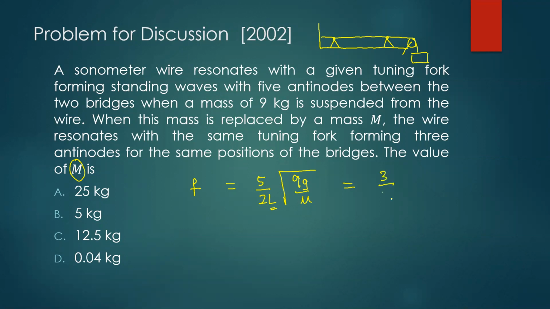So 3 by 2L into square root of the tension, which now is M into g by mu. You understand how I wrote this? Then you can ignore all the common terms on either side. So if I square on both sides, keeping the relevant terms, the left hand side is 25 into 9. The right hand side I have 9 into M. So M should be 25 kgs.